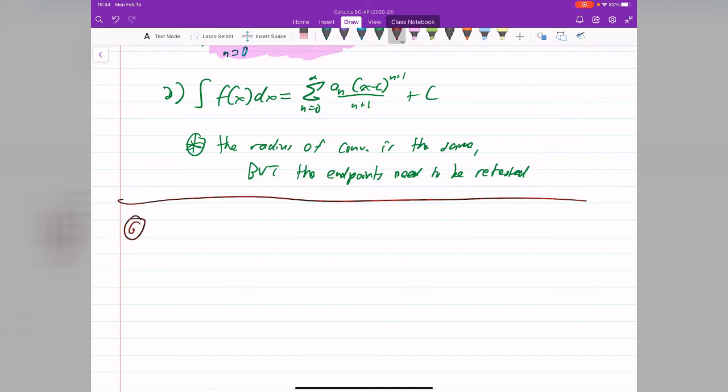So let's look at another example now. H of x is equal to 1 over 2 minus x squared.